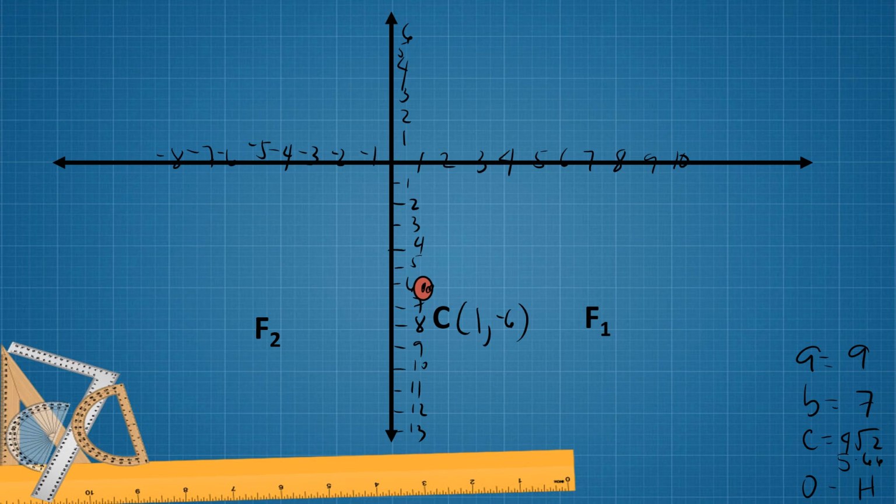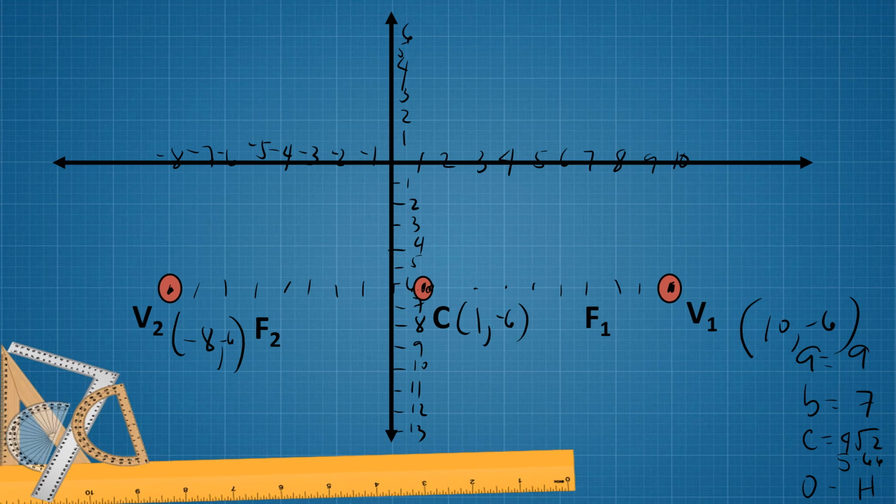Now, in order for us to locate the vertices, we need to count 9 units. Since it is horizontal, we're going to count 9 units to the left and right of the center. So we have 1, 2, 3, 4, 5, 6, 7, 8, 9. So therefore, the first vertex is located here. Now we're going to count 9 units to the left. So we have 1, 2, 3, 4, 5, 6, 7, 8, 9. So the second vertex is located here. So we have b sub 1 and b sub 2. b sub 1 is located at 10, negative 6, and b sub 2 is located at negative 8, negative 6.